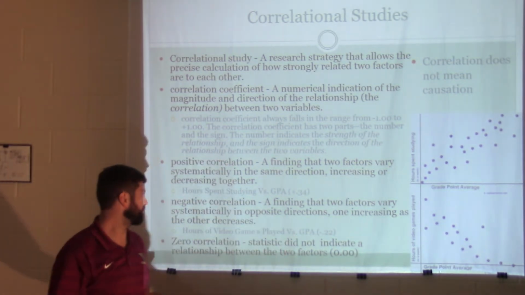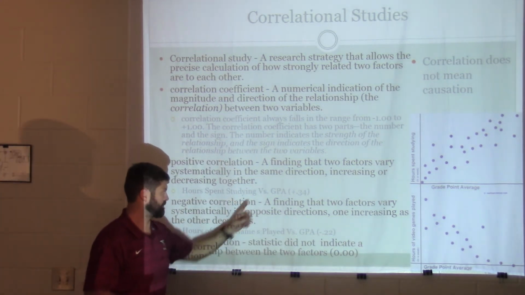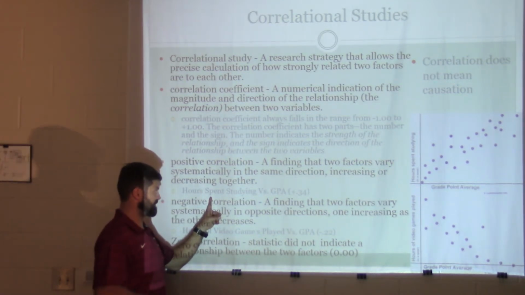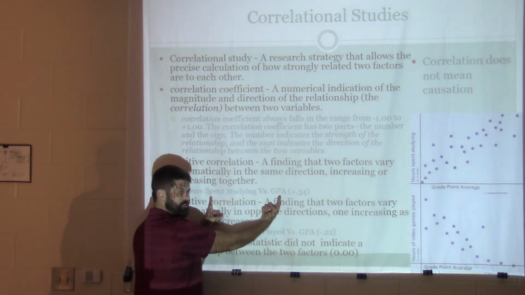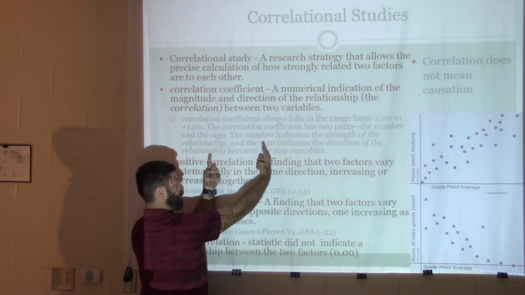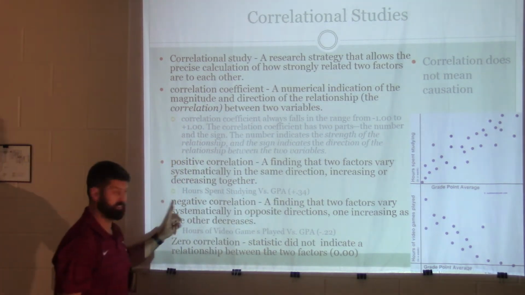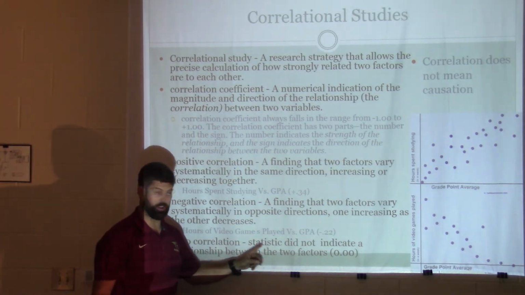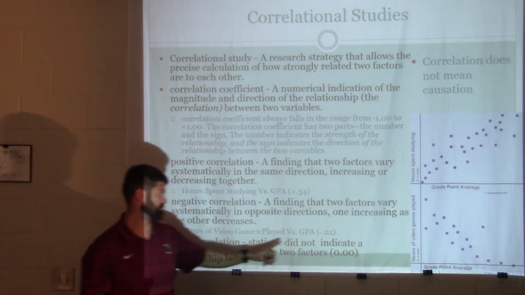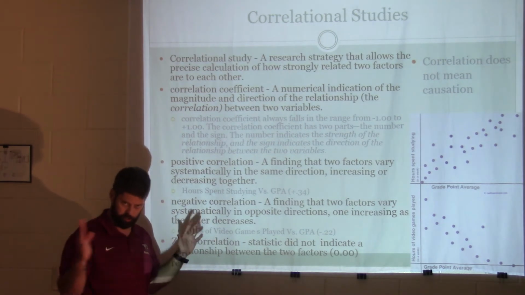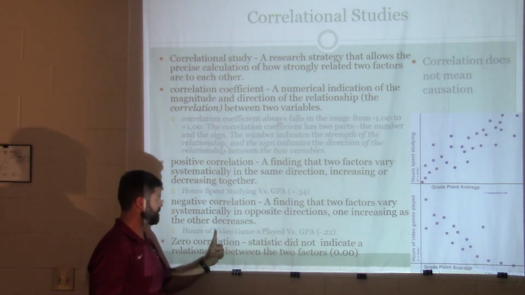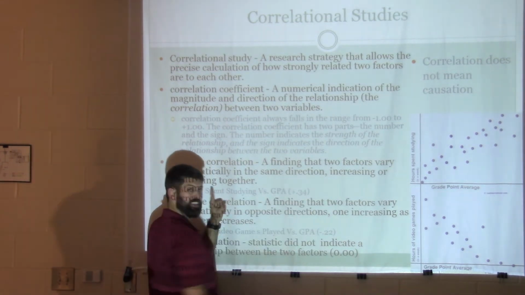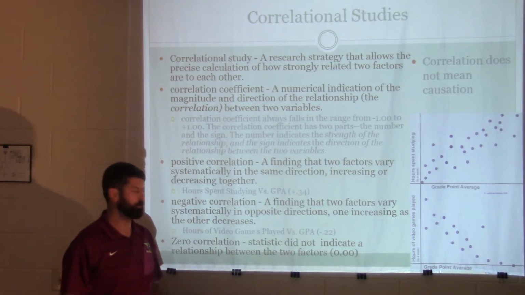The examples given are hours spent studying versus GPA. Okay? The more hours spent studying, what do you think happens to your GPA? Yeah, they both go up. Okay? Now, negative correlation. Hours of video games played versus GPA. And this is a true study, it's a real study. Hours of video games played goes up, GPA goes down. That's a negative correlation. Right?